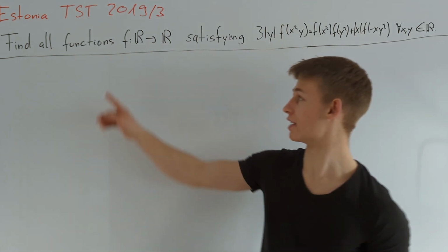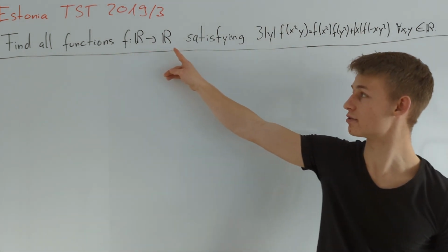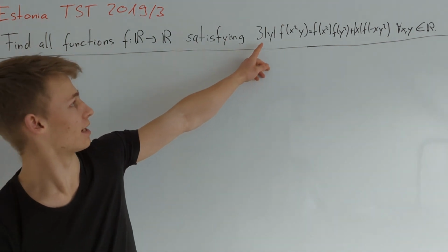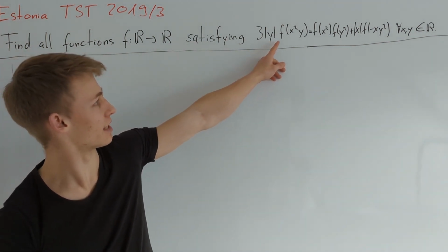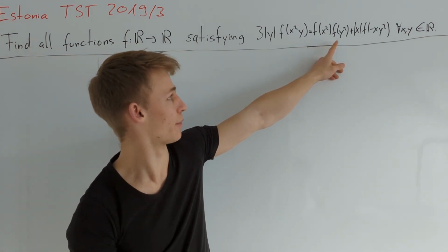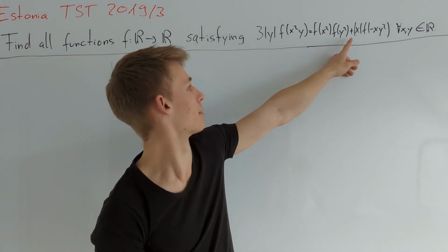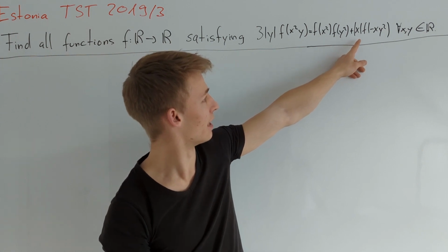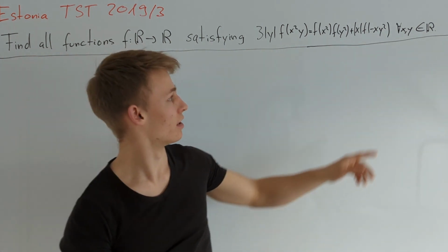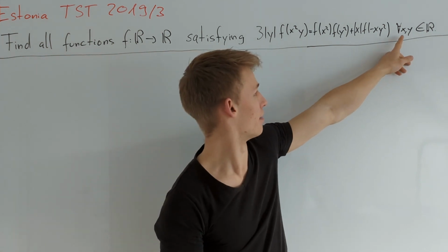We are asked to find all functions from the real numbers to the real numbers such that the equation 3 times the absolute value of y times f of x squared y is equal to f of x squared times f of y squared plus the absolute value of x times f of minus x y squared holds for every real number x and y.